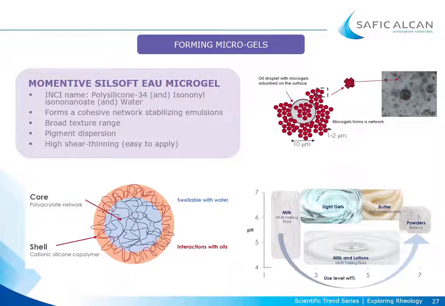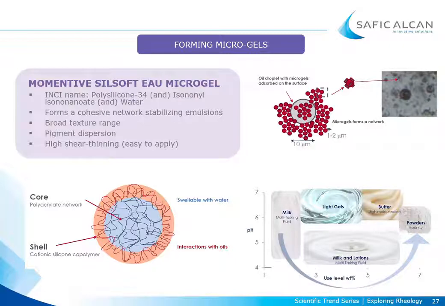With Momentive Silsoft O, we capitalize on very innovative vesicles to make microgels. They include a cationic silicone shell, which can interact with oils, and a polyacrylate core, which can swell with water. Vesicle can form a network that can stabilize the emulsions. Depending on the conditions, the size of the vesicle will vary.